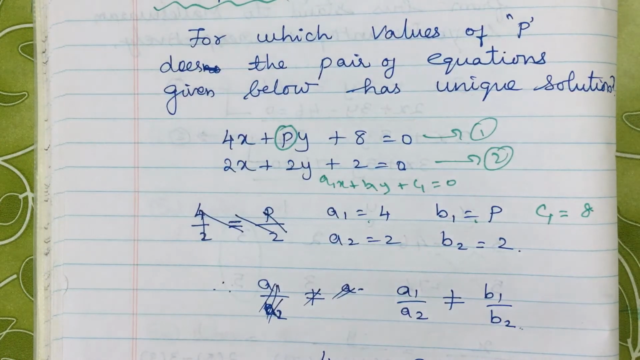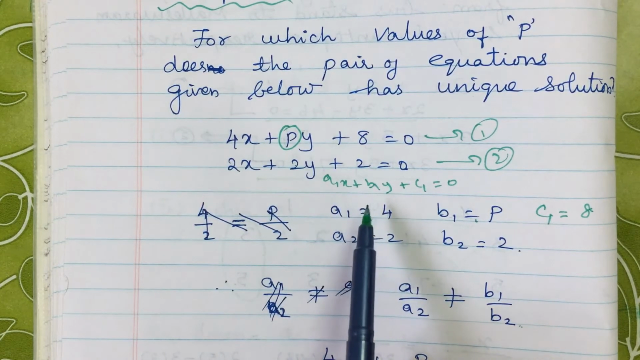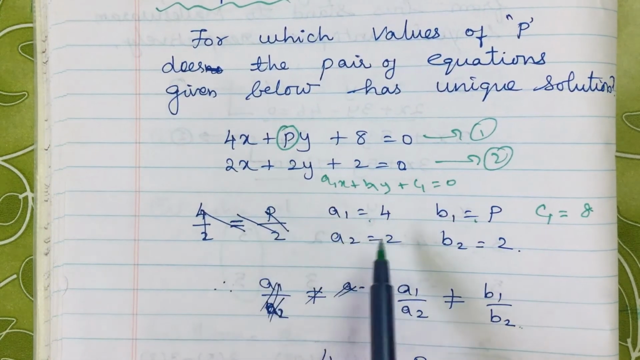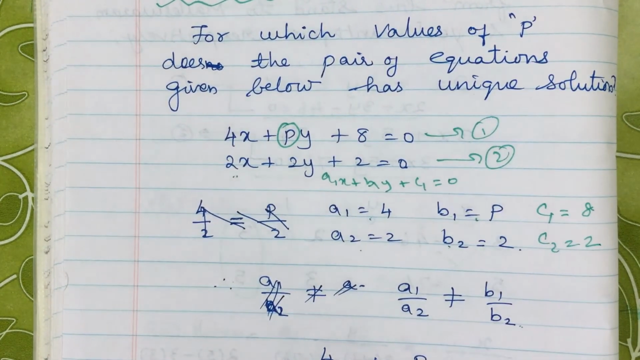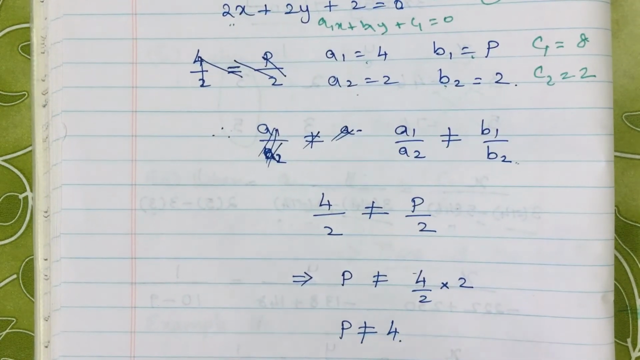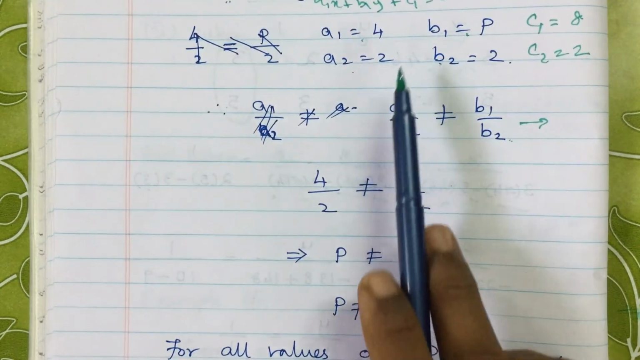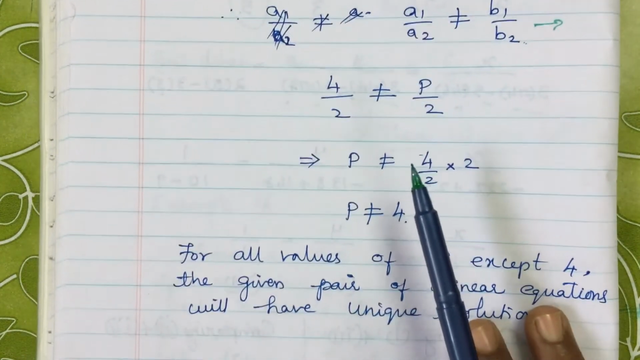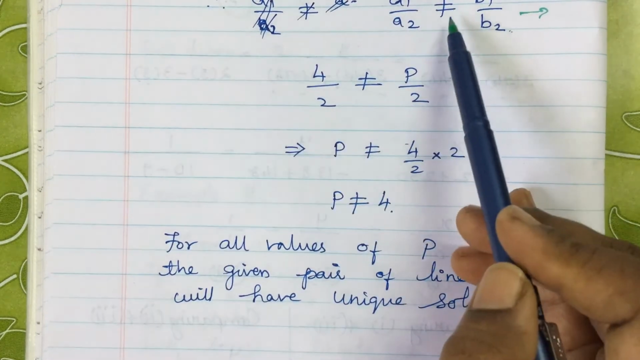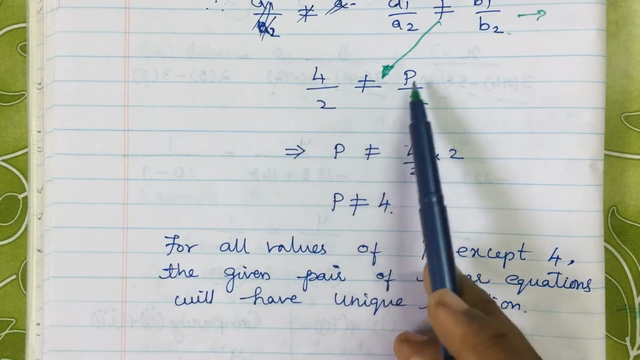So c1 is 8, and in a similar way if you compare the second equation with the general equation a2x plus b2y plus c2, I am getting a2 as 2, b2 as 2 and my c2 is also 2. Okay, so I substitute this in the condition for unique solution. For a1 I have substituted 4, a2 is 2, b1 and b2 are p and 2. So 4 by 2, you just simply bring down the not equal to sign to the next step. 4 by 2 is not equal to p by 2.